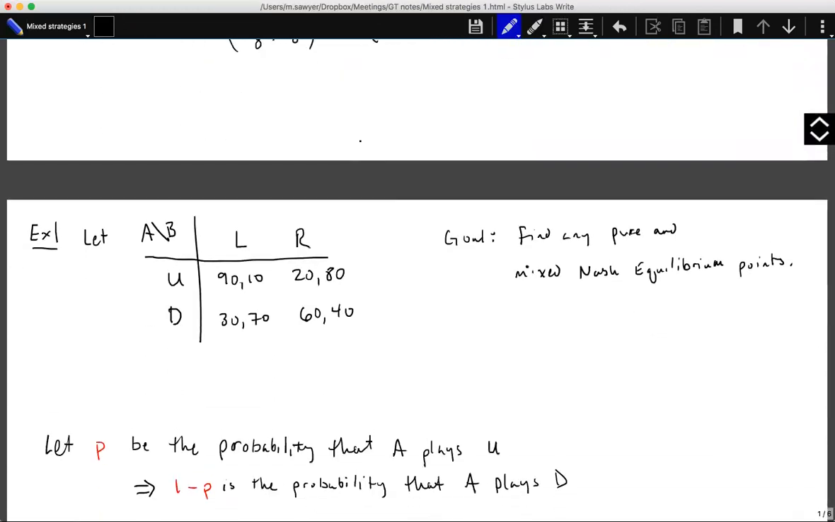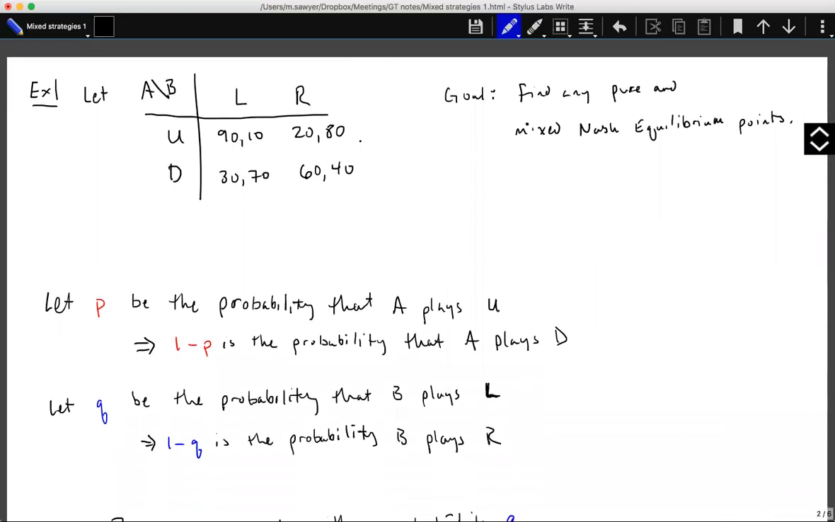So let's do another problem here. Let's suppose that we have another payoff matrix here, where we have left, right, up, down for the player choices, and we have these particular values in here. So if our goal is to find any pure and mixed Nash equilibrium, let's look first for pure equilibrium. So if A plays up, B's best response would be to play right. If A plays down, B's best response would be to play left.